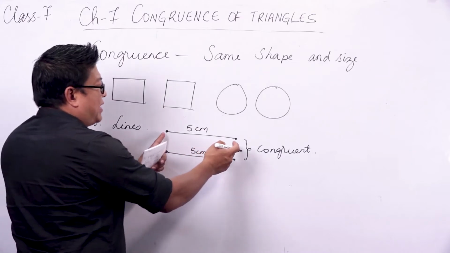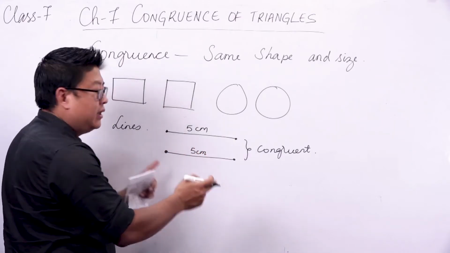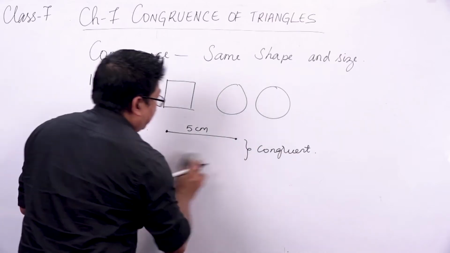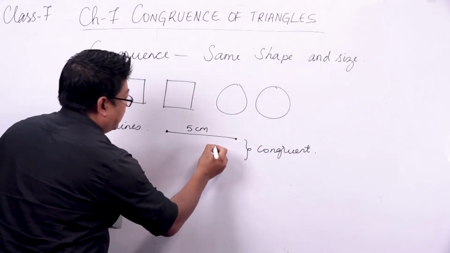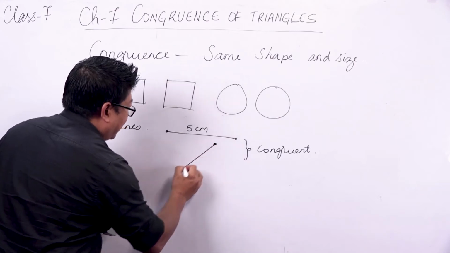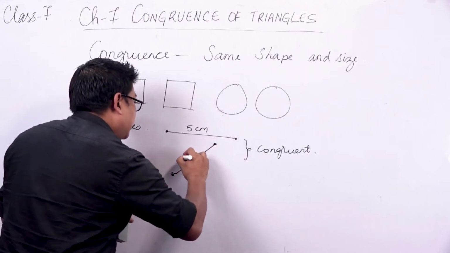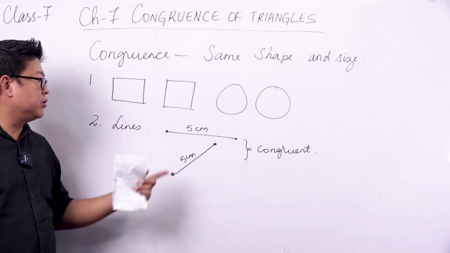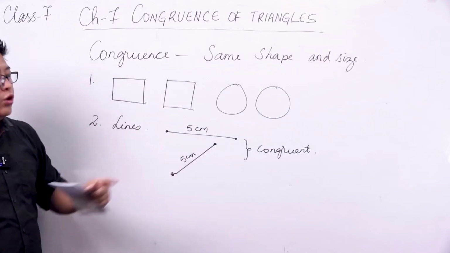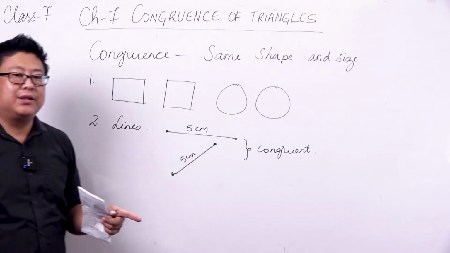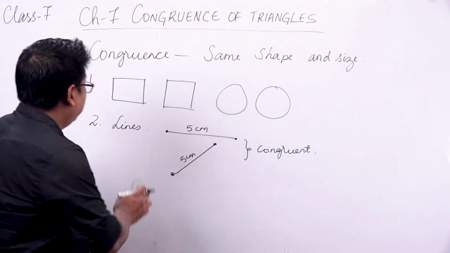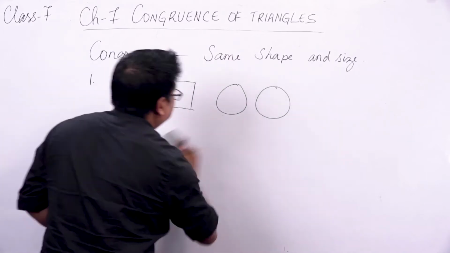It doesn't always have to be in this manner. Sometimes this line segment will be drawn like this, 5 centimeter. The other line segment may be like this, but it is also 5 centimeter. So we can say that they are congruent because 5 centimeter, 5 centimeter. So the position does not matter that much. The length matters. So that is the second part, for lines.